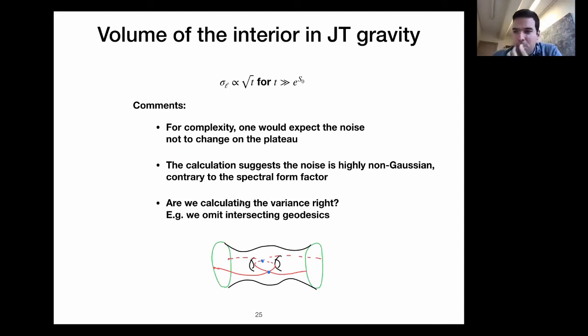And perhaps the most important caveat that I should mention is that you can ask whether we are calculating the variance right, because we also need to make further choices when we calculate the variance. Now we have 2 geodesics, so we don't only need to worry about self-intersections, but we need to worry about whether the 2 geodesics intersect. Again, the case when we can do the calculation using just Mirzakhani's recursion relation is when we restrict to non-intersecting geodesics. So you could ask whether that's something that could fix the problem.